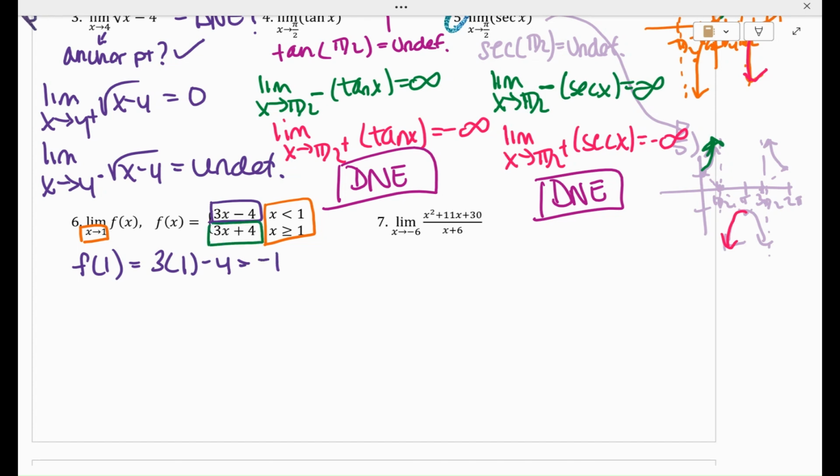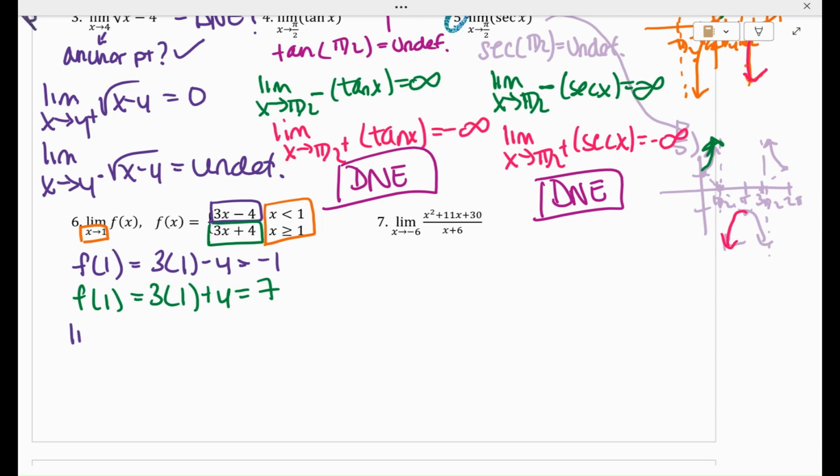Okay, now let's look at the bottom function. Let's plug in 1. So we're going to see 3 times 1 plus 4 equals 7. Those two values are different. You'd have an open circle at x equals 1, y equals negative 1, and then you have a closed circle at 7. So therefore, the limit from the left and the limit from the right would be approaching different values again.